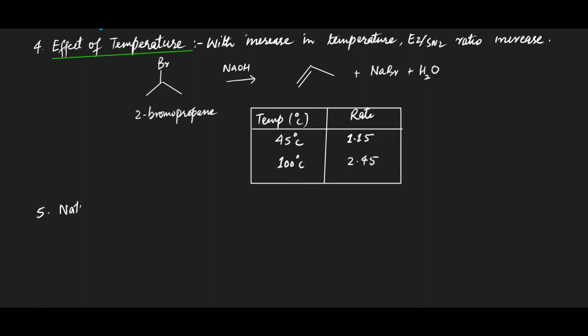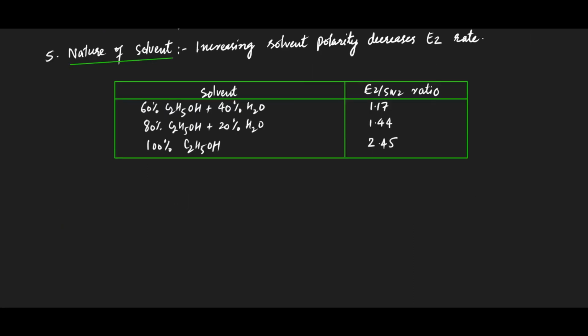Fifth factor is nature of solvent. Increasing solvent polarity decreases E2 rate. This data is for elimination reaction of 2-bromopropane at 50 degrees Celsius with sodium hydroxide base. From this data, it is obvious that decreasing the polarity of solvent increases the E2 by SN2 ratio. Now we will practice some E2 reaction examples.